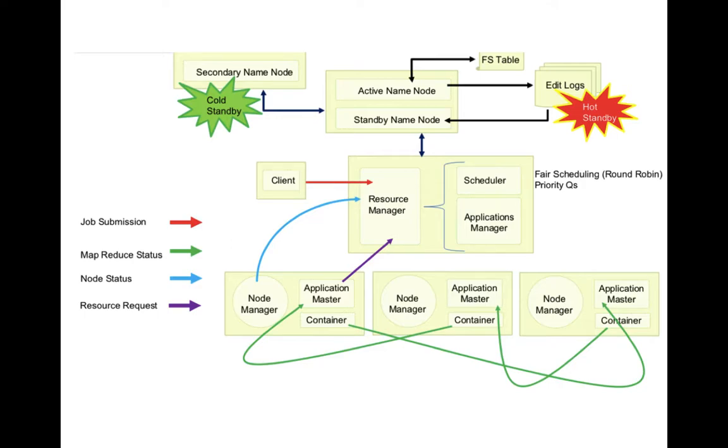from the application master. Here the data node is split into three parts: node manager, application master, and the container. The container actually stores the data, whereas the node manager gives the heartbeat, or the status of the data node, to the resource manager, whereas the application master gives the status of the jobs which are currently running on the data node to the resource manager.